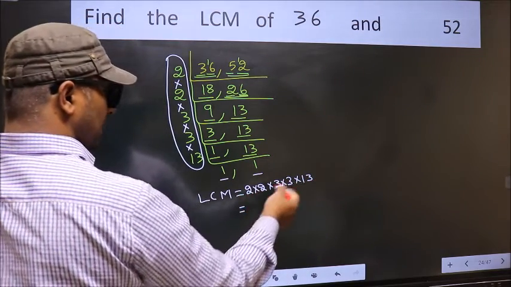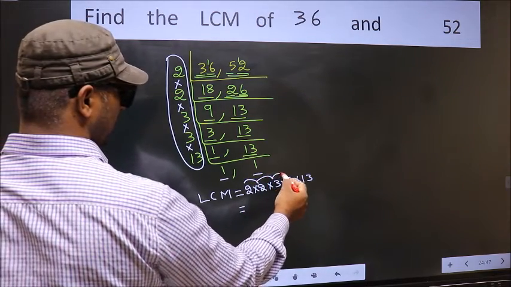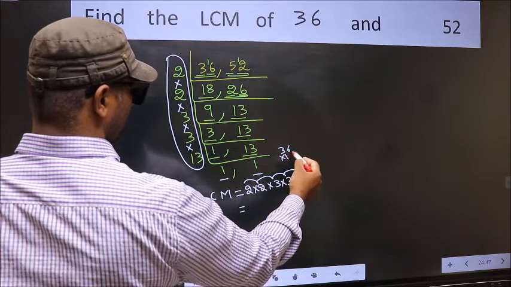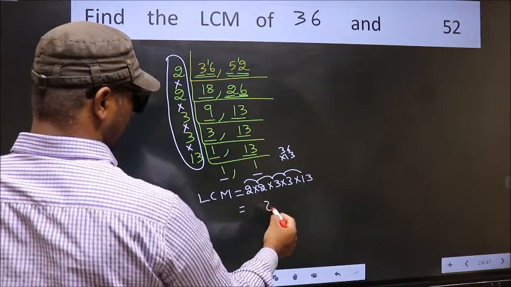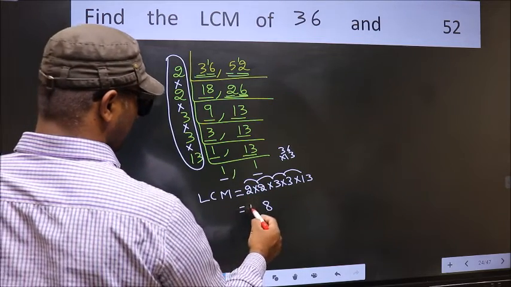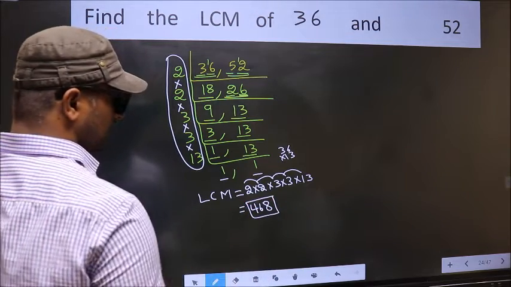So let us multiply these numbers. 2 into 2 4, into 3 12, into 3 36, into 13. 13 6s are 78, 8 and carry 7. 13 3s are 39 plus 7, 46. So 468 is our LCM.